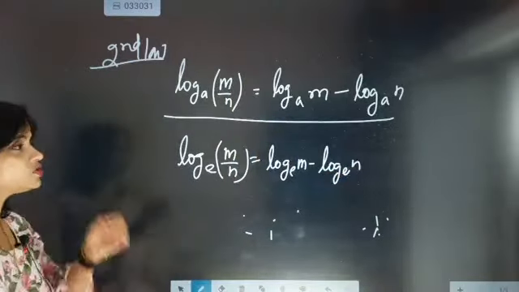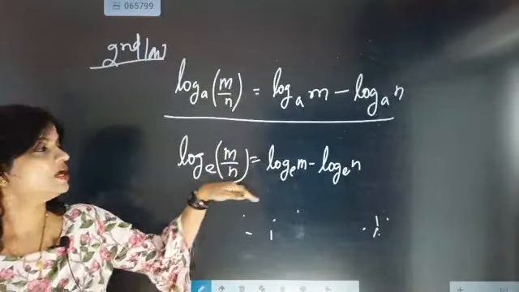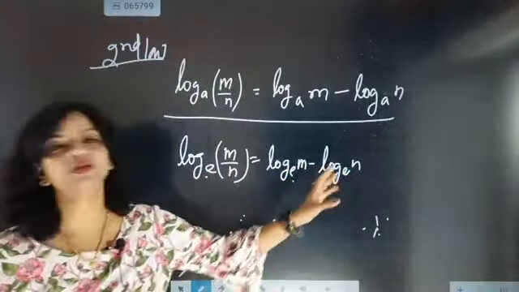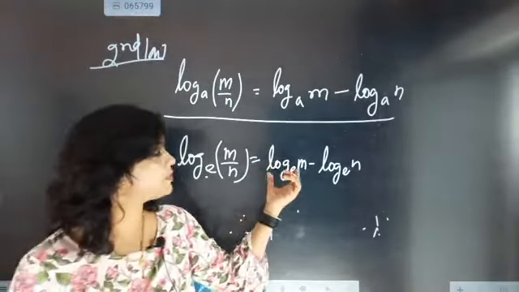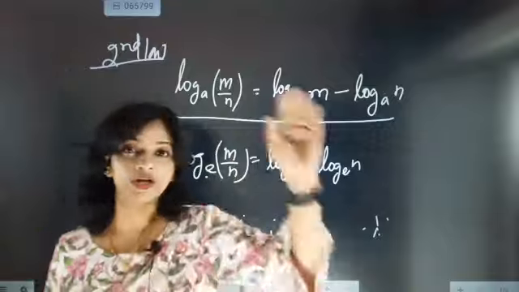I hope you have understood the second property. Whatever m by n is there, it will go into subtraction. The base remains the same, the base is distributed, and it becomes log base e m minus log base e n. That's it. Don't overdo the work here, it will get spoiled. So this is the second property of log.